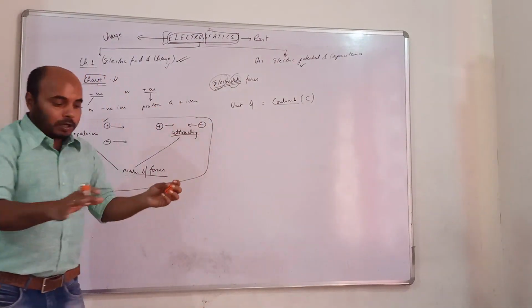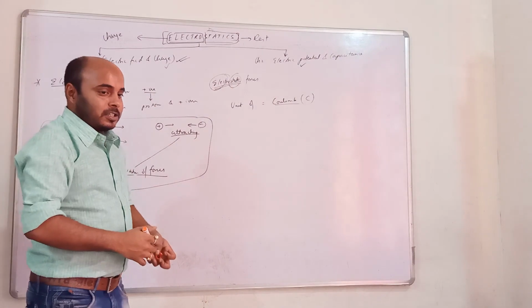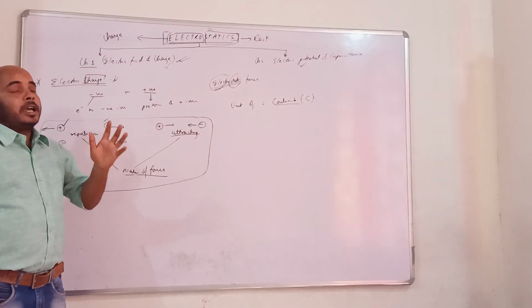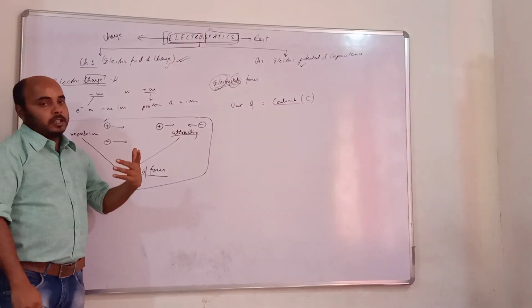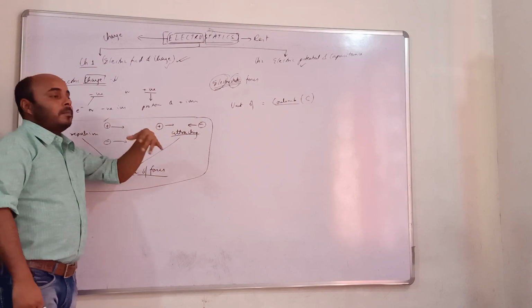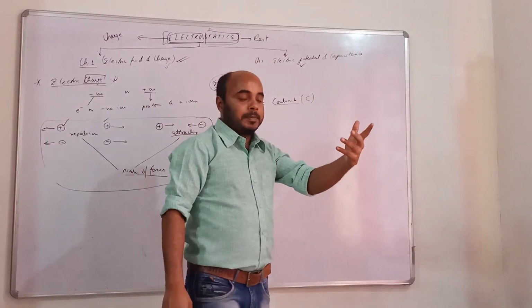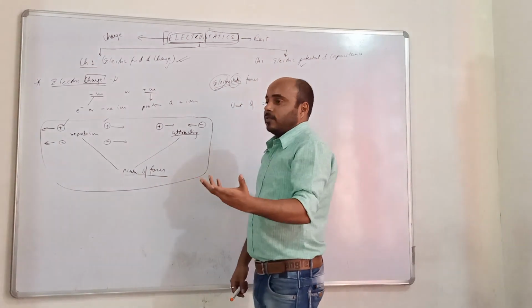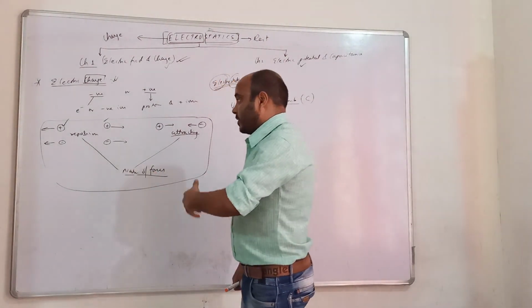So we got a brief idea about charges. We understand what is charge. Charge is a property of a substance due to which any body can exert electrostatic force on another body, right? There are basically two types of charges we are dealing with, plus or minus. If I talk about plus, I'm talking about protons or positive ions. If I talk about minus, we are talking about electrons or negative ions.